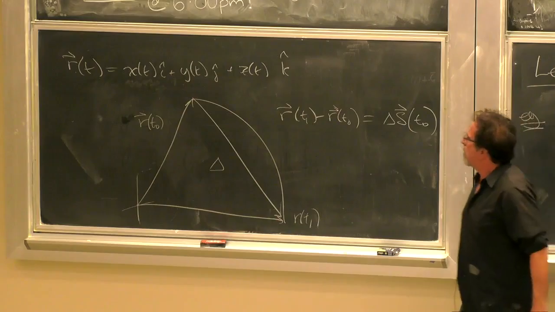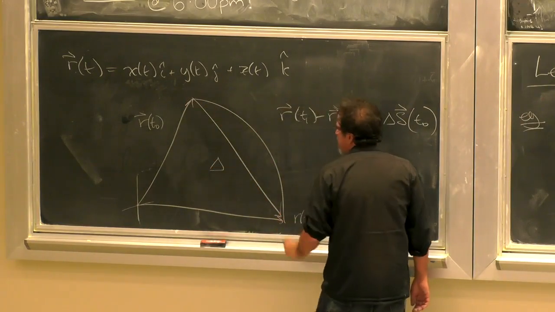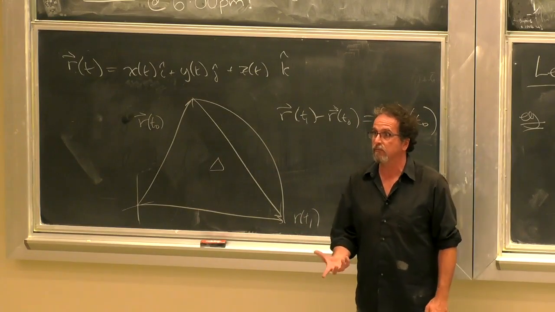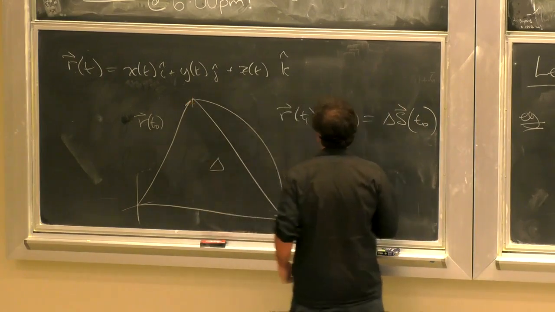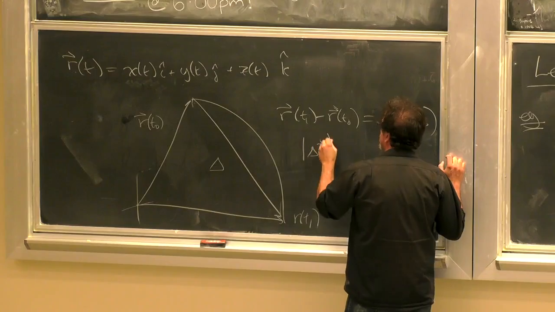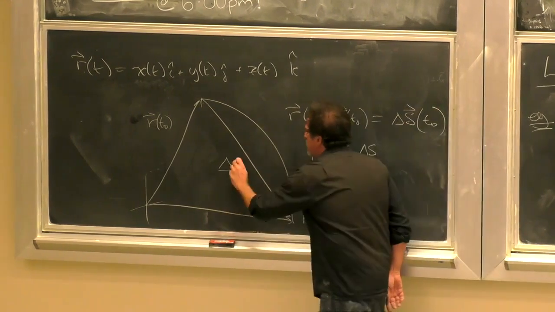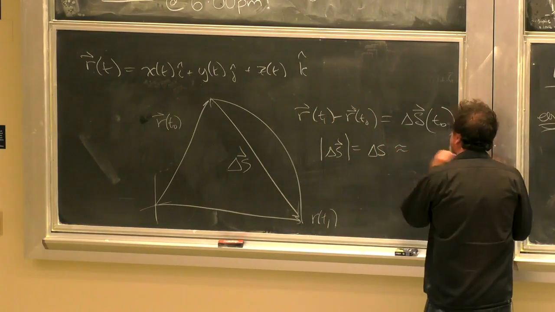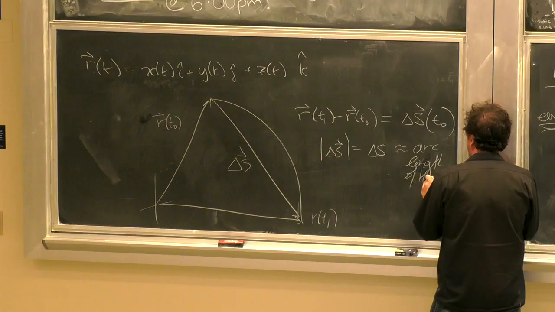What is that vector? Well, that's the vector that connects the first point on this segment of the curve to the last point on this segment of the curve. What are the units of that vector? That vector has units of a length. What is the length of that vector? The length of that vector is the length of this straight line. So the modulus of the delta S vector is equal to, I'm going to call that delta S, the length of that straight line. That straight line is approximately equal to the arc length of the curve.